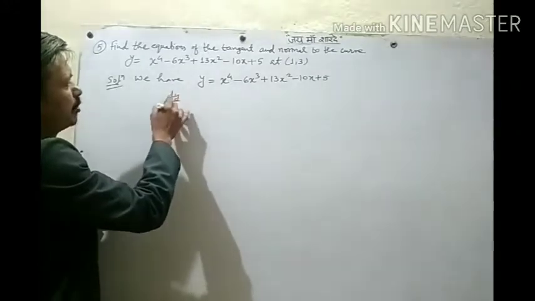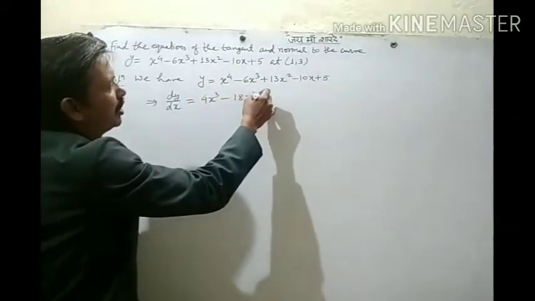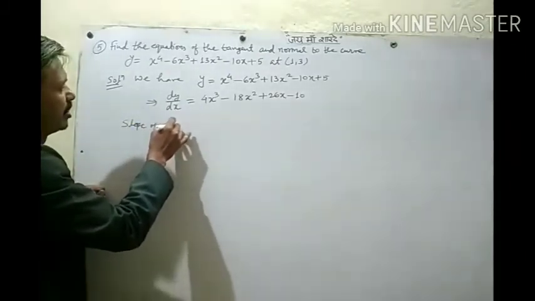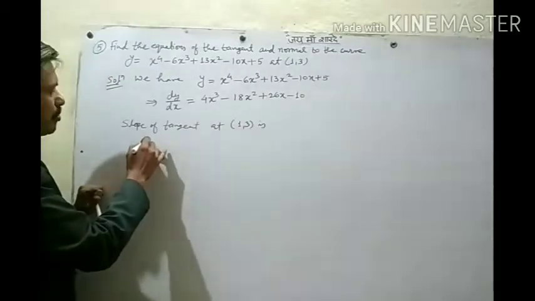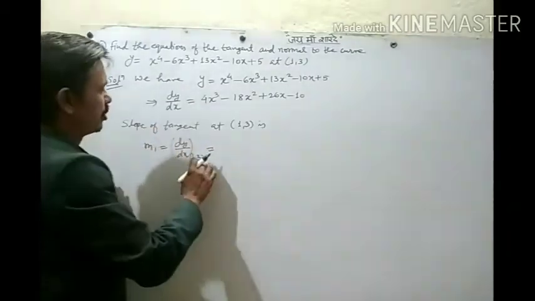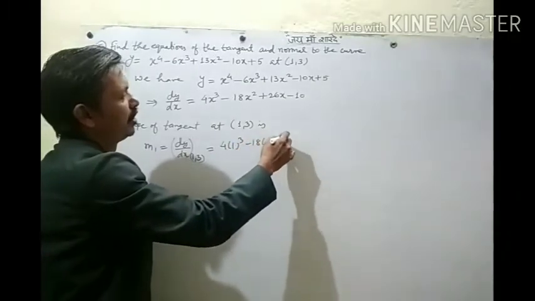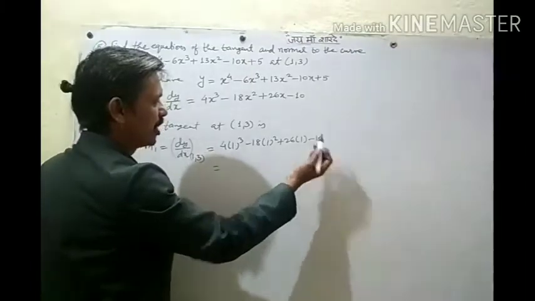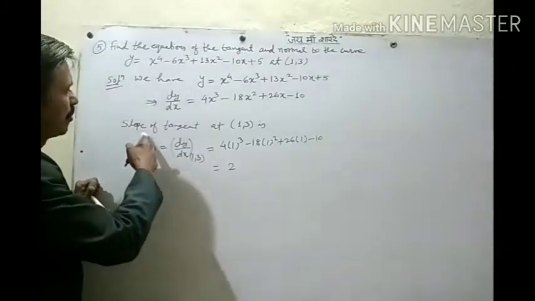So differentiating y with respect to x, we get dy by dx equal to 4x cube minus 18x square plus 26x minus 10. Okay? So slope of tangent at (1, 3), suppose m1, is the value of dy by dx at (1, 3). Here this contains only x, so just replace x by 1. We get 4 into 1 cube minus 18 into 1 square plus 26 into 1 minus 10. So 26 plus 4 is 30, and minus 28, so 30 minus 28 is 2. So m1 is 2, dy by dx at (1, 3) is 2. So slope of tangent is 2.